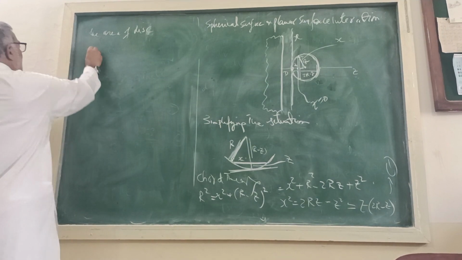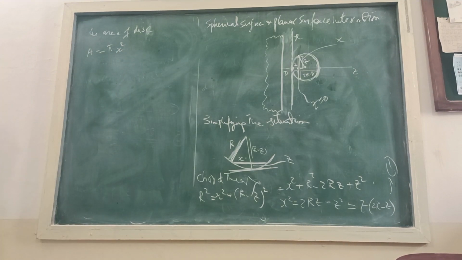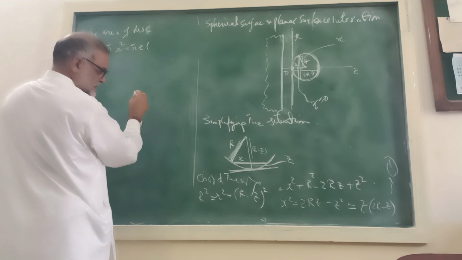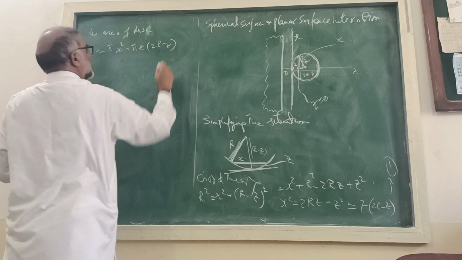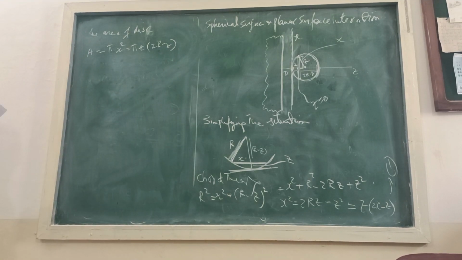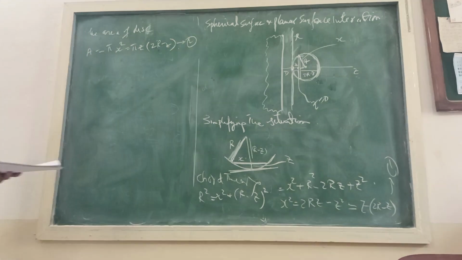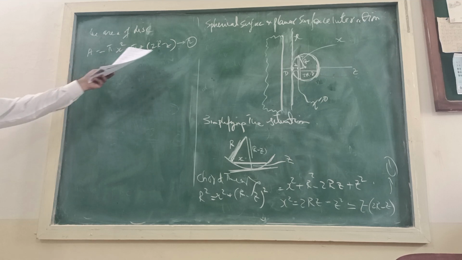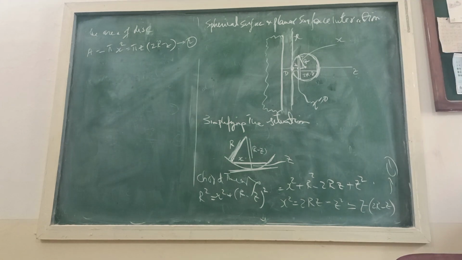So A is equal to pi x squared, right? Then that is equal to pi z (2r minus z), where that is equation number 2. Right? Pi z (2r minus z) is the area of that cut disc. Do we get it?